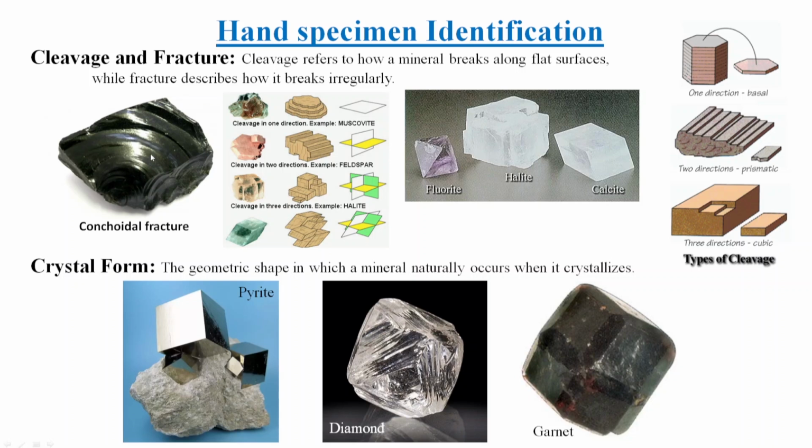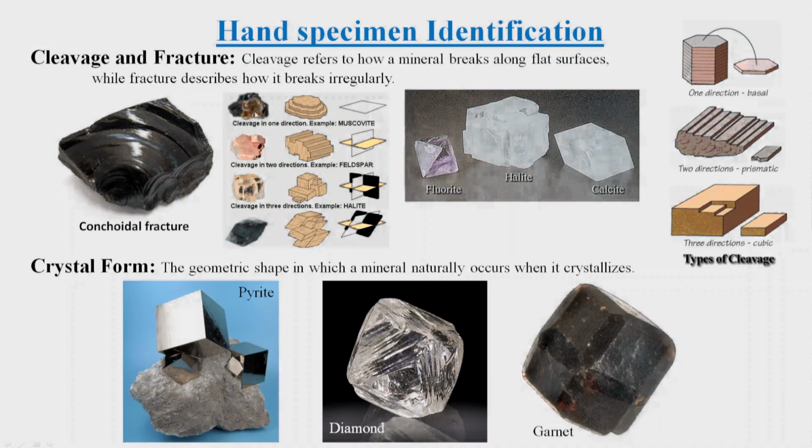Then talking about cleavage, it refers to how a mineral breaks along flat surfaces. And why flat surfaces? Because these surfaces are nothing but planes of weakness. Weakness means where the strength of the bonding is minimum, like we were referring to the van der Waals forces. For example, here is a muscovite mineral, and if I try to peel this off, you can see that I can simply peel this sheet apart from the rest of the mineral.